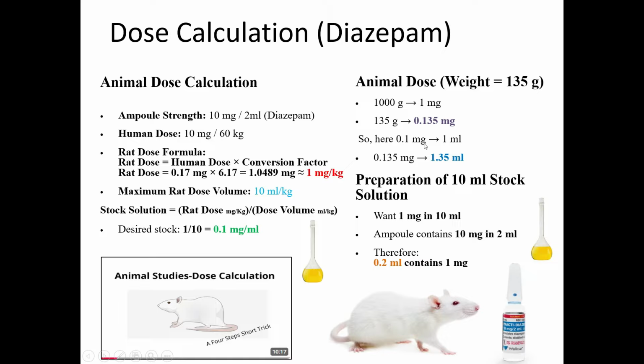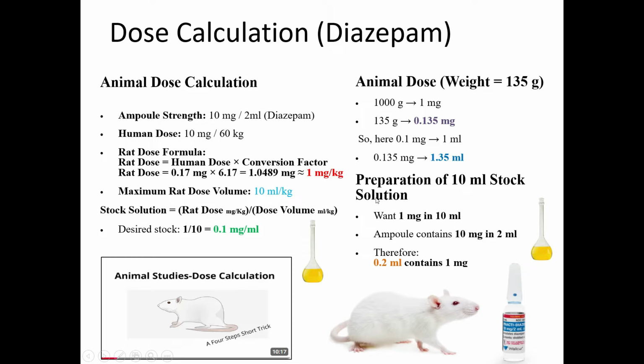So here the stock solution is 0.1 mg in 1 ml. So 0.135 mg is in how many ml? It is 1.35 ml. So this will be the dose for this weight of animal that we have to give.